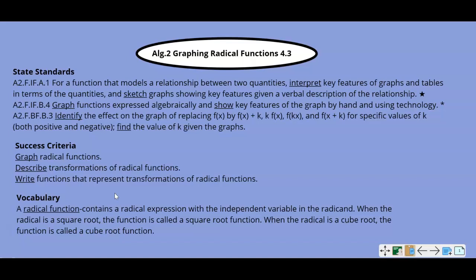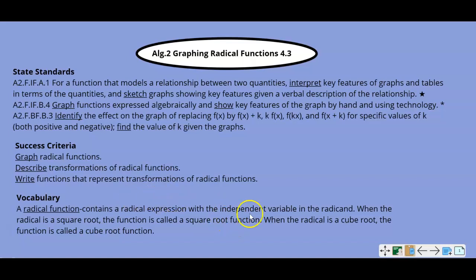You have one vocabulary word. Make sure this is in your notes. A radical function contains a radical expression with the independent variable in the radicand. When the radical is a square root, the function is called a square root function. When the radical is a cube root, the function is called a cube root function.